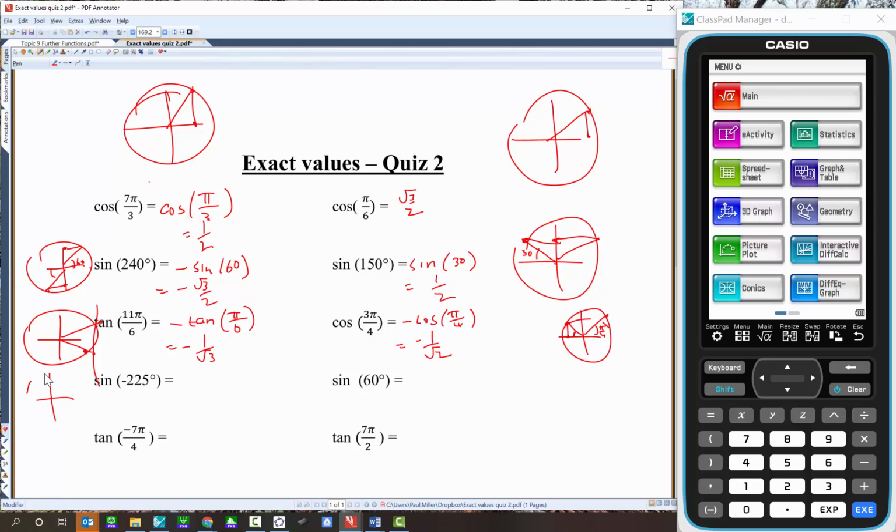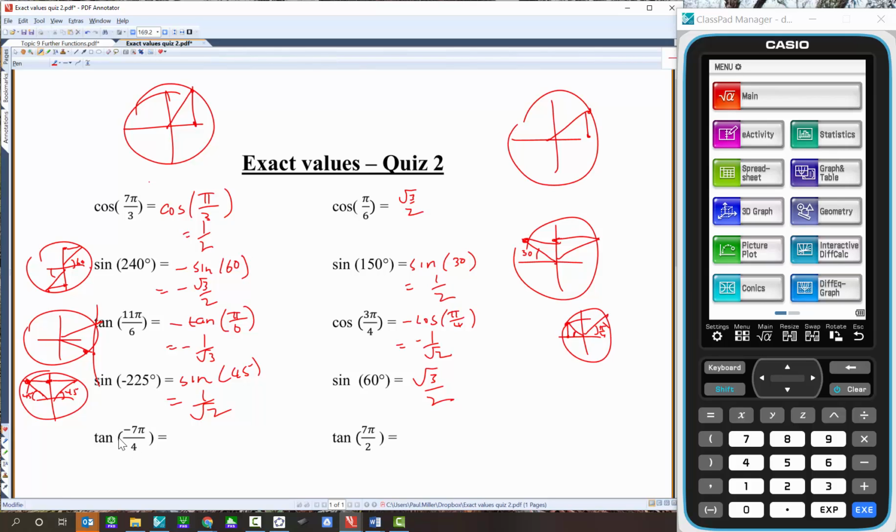All right, sine of negative 225, so we're going to go 180 and 45 more, which will take us there. So that's going to be 45. We're after the sine, which is positive. We're going to get 45 in the first quadrant and get that. So this is just the same as the sine of 45. And that's going to be 1 on root 2. Sine of 60, easy. That is root 3 on 2.